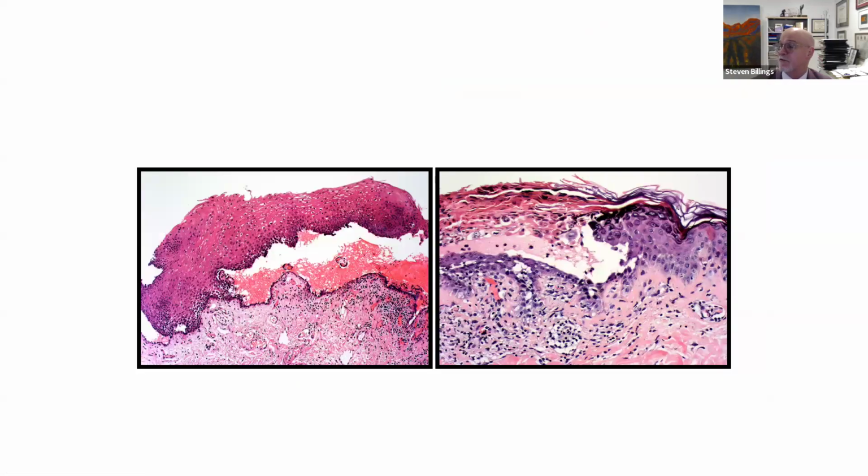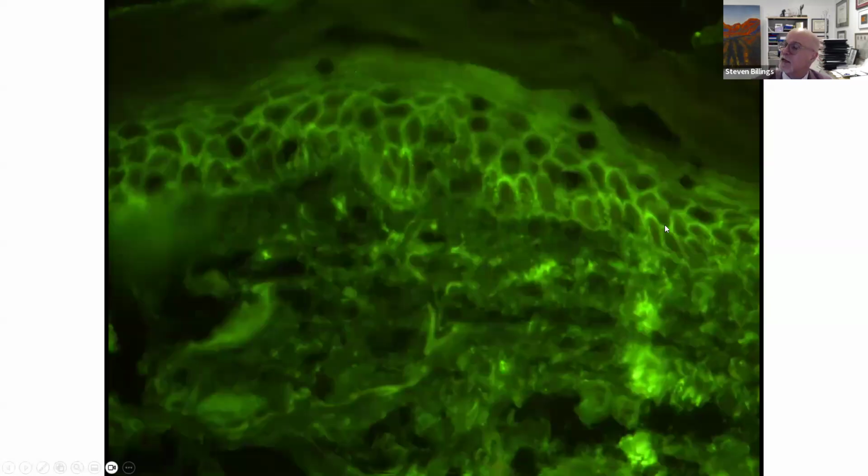This is a biopsy on the left from oral mucosa. You can see the squamous mucosa. Notice it's sparing the basal layer. So this is an intraepidermal blister involving the oral mucosa. And here's a biopsy from the skin. You can see this prominent acantholysis, but again, sparing of the basal layer. And on direct immunofluorescence, you will see circumferential or intercellular deposition of IgG and complement C3.